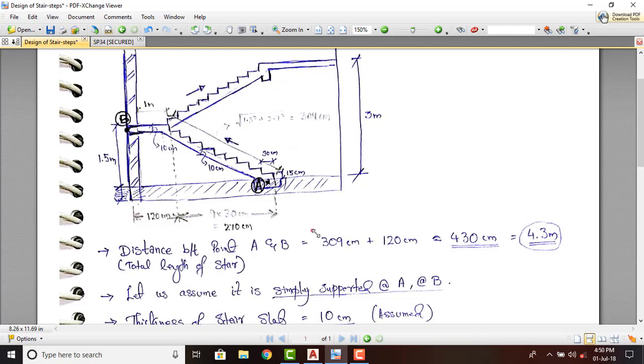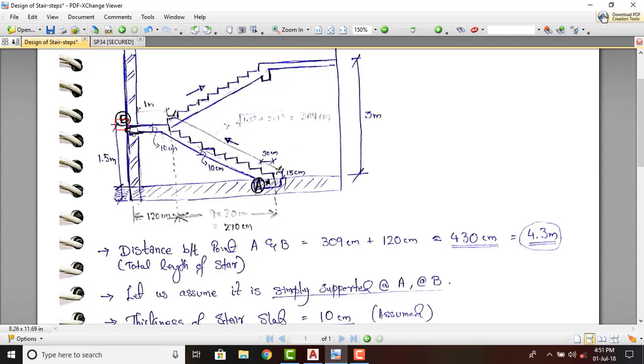Now let us see how this 309 cm we have obtained. So 309, this is the inclined distance, that is the square root of 1.5 meter square and 2.70 meter square, which I have given here. So how have we obtained 270 centimeters? We have taken the riser of the step as 15 centimeter and the tread of the staircase step as 30 centimeter. So from this point A up to this point, we will be having 9 treads. So the distance we will be getting as 9 into 30 centimeter, that is 270 centimeters.